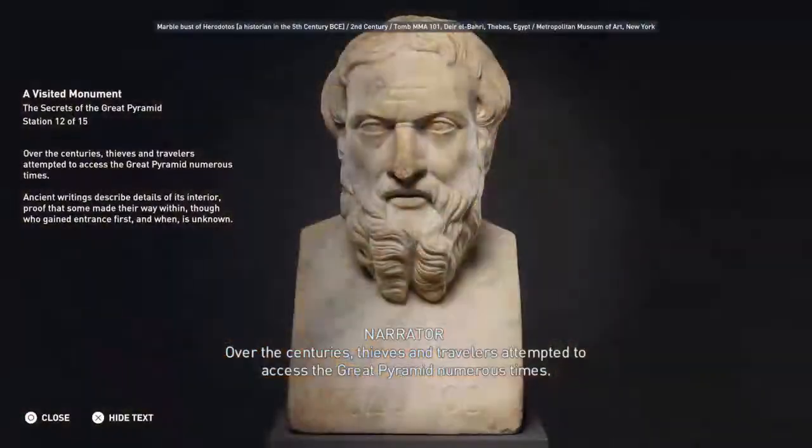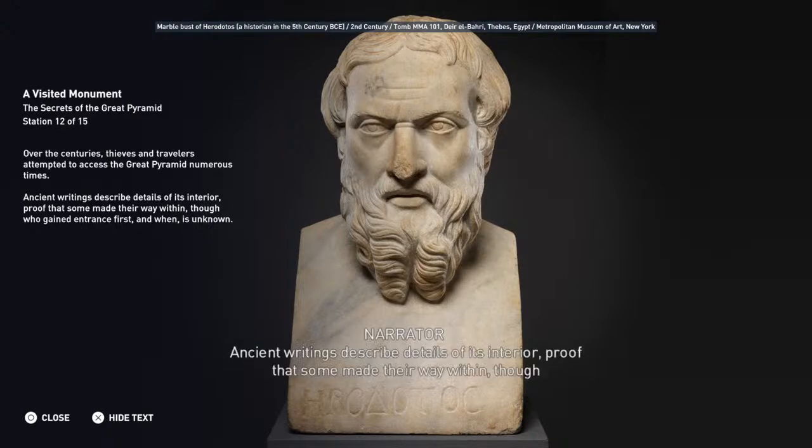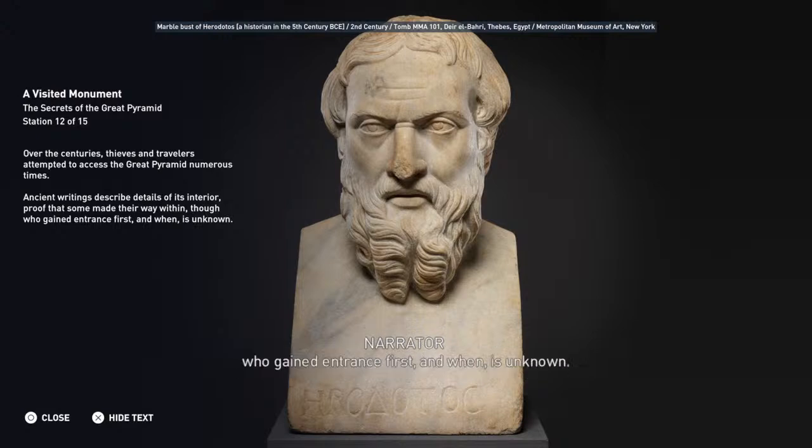Over the centuries, thieves and travelers attempted to access the Great Pyramid numerous times. Ancient writings describe details of its interior, proof that some made their way within, though who gained entrance first and when is unknown.